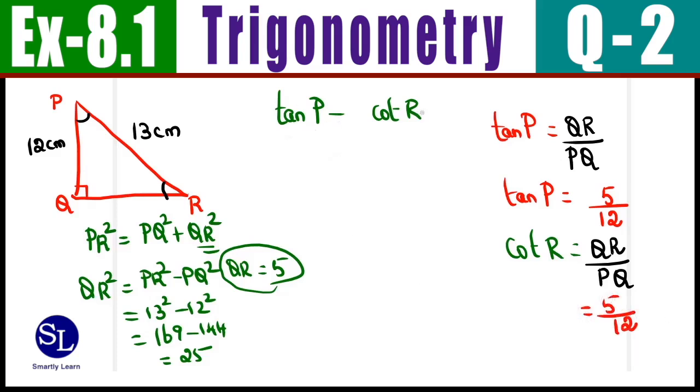The question is to find out tan P minus cot R. So simply subtract these two: 5 by 12 minus 5 by 12. So the answer is 0. Don't forget to do this calculation, otherwise you will lose the marks in the exam.